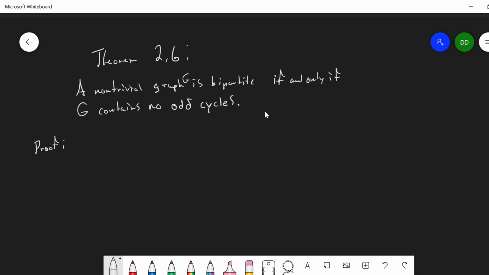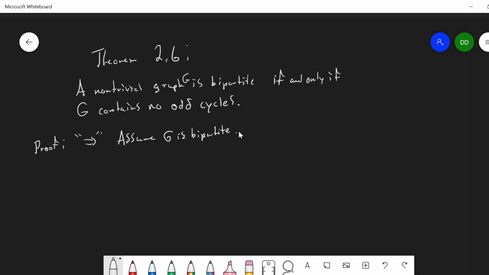So what do we exactly want to show? Well, we have an if and only if here, so I need to show two things. I'm going to handle the first direction first. That is, I'll start by assuming that G is bipartite and show that it contains no odd cycles. So I'll say assume G is bipartite. And the claim is that it contains no odd cycles.